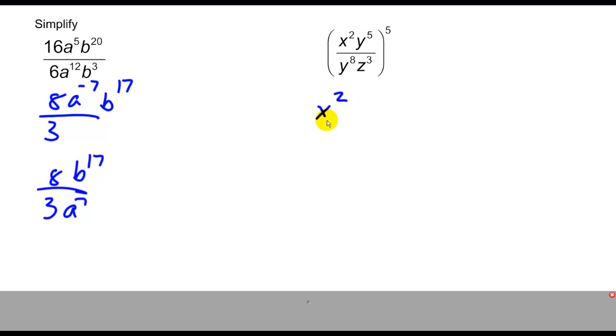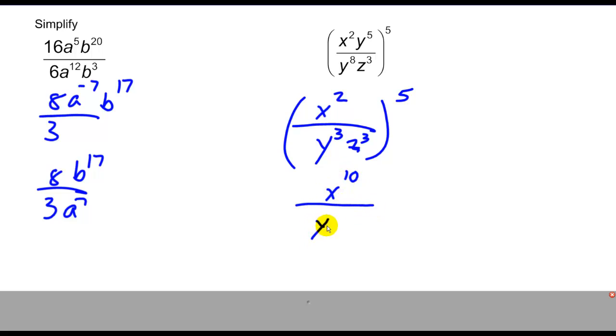So notice what I'm going to do in this case. This is y to the 2nd. If I have 8 y's in the bottom and 5 y's in the top, that reduces to 3 y's in the bottom. Then I have a z to the 3rd. All that's to the 5th power. Now I take and multiply powers, so that's x to the 10th over y to the 15th and z to the 15th.